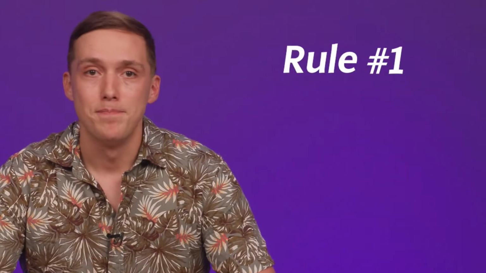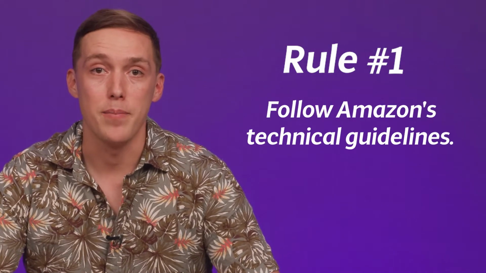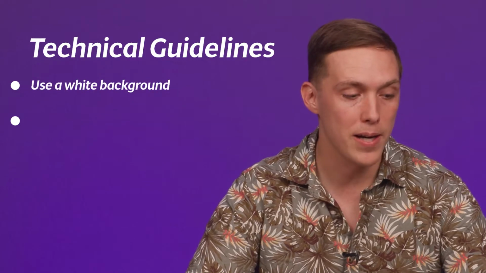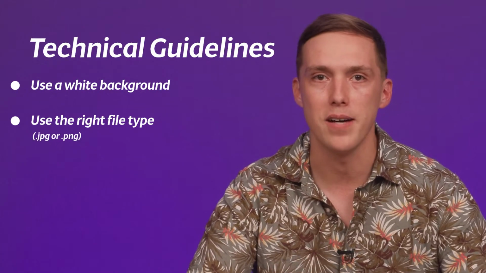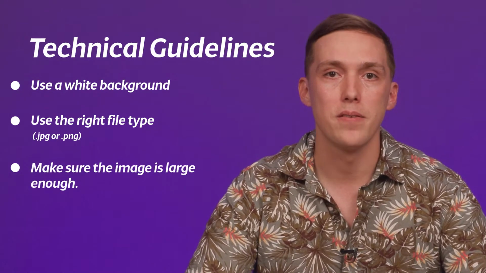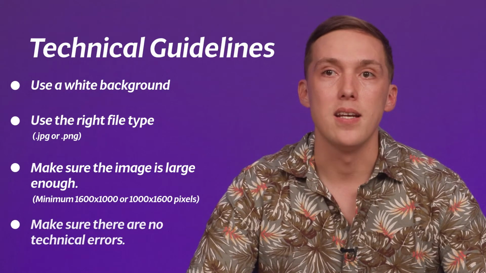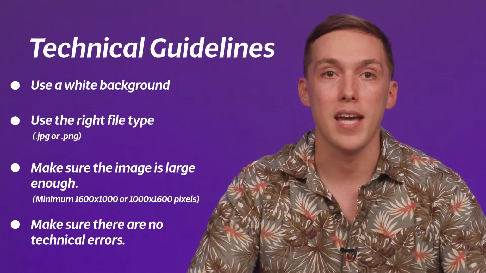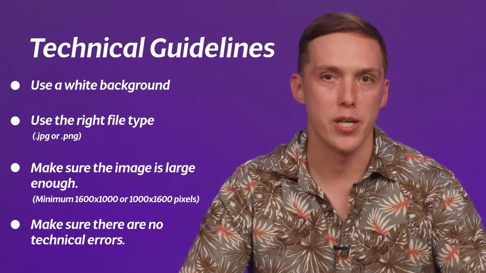So number one, follow Amazon's technical guidelines on how to make a picture. What are technical guidelines? They're things like make sure you use a white background, make sure you use the right file type, which is a JPEG or a PNG file, make sure that the image is large enough, they don't like small images, make sure that it doesn't break any kind of technical error, like don't put bad symbols within the file name that will generate an error.